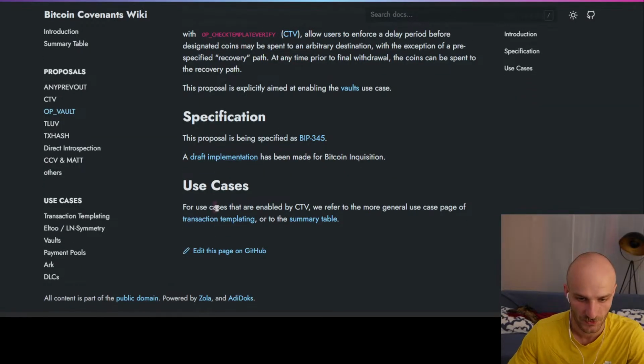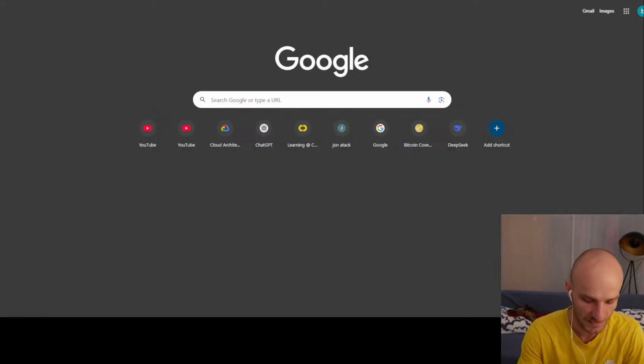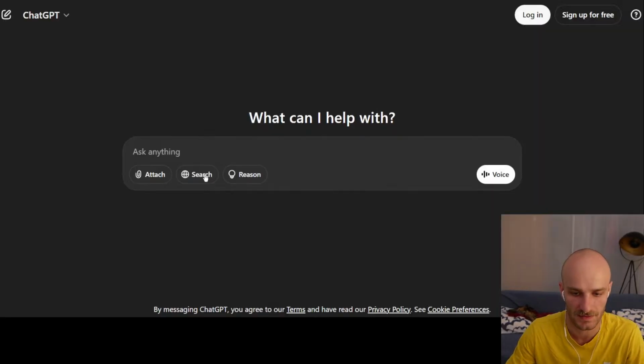For use cases that are enabled by CTV, we refer to the more general use case page of transaction templating. So let me understand, why do we need CTV?